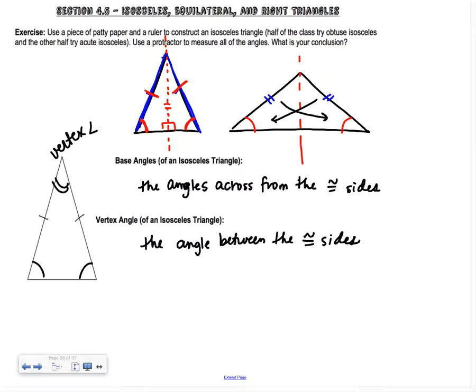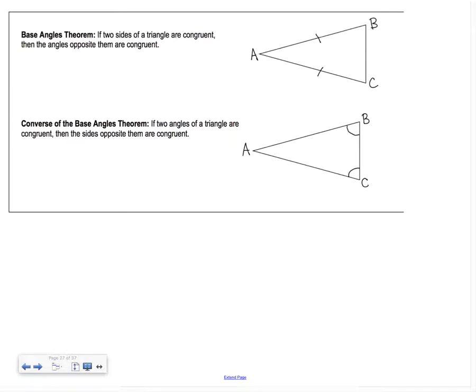Okay. All right, and you can have isosceles triangles that are drawn on their side as well, so don't always assume the vertex angle is at the top. So if these are our base angles, then this would be the vertex angle, and these two sides would be congruent. All right, so the base angles theorem says if two sides of a triangle are congruent, then the angles opposite them are congruent. And then the converse goes the other way. It says if the angles are congruent, then the two sides are congruent. Okay, so we're going to use that a lot.